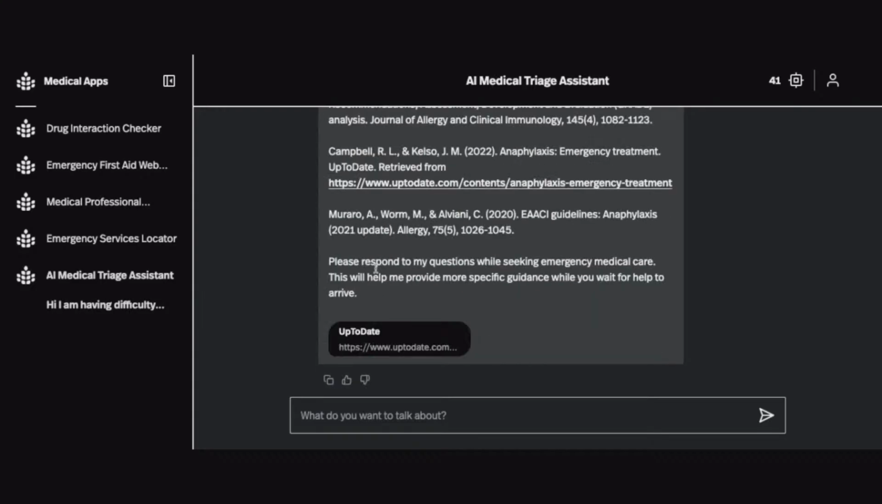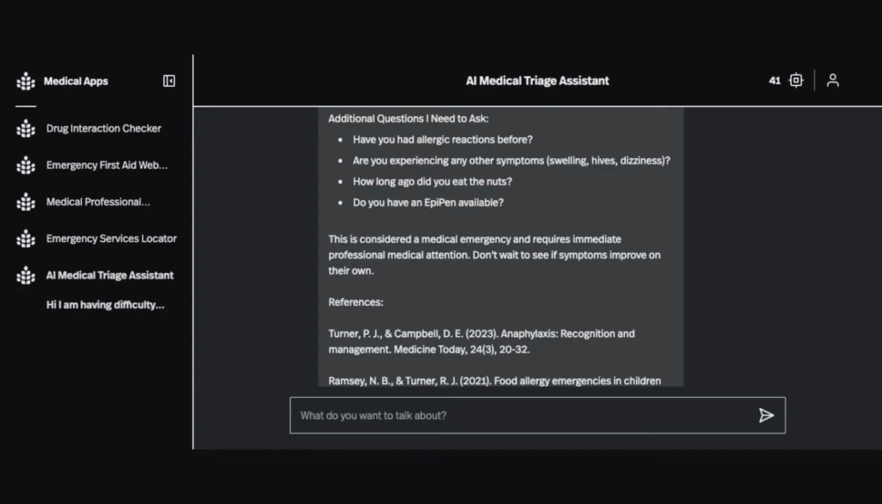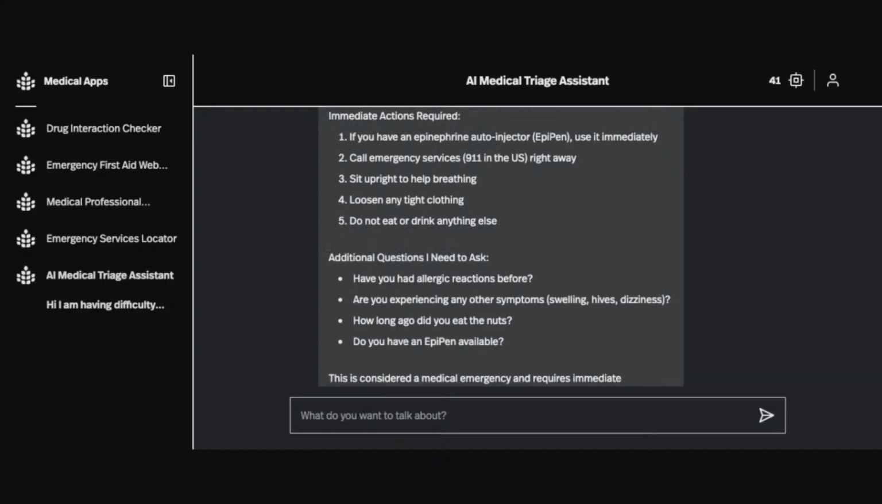At the end of this, please respond to my questions while seeking emergency medical care. This will help me provide more specific guidance while you wait for help to arrive. So it gave the individual in the situation exactly what to do.